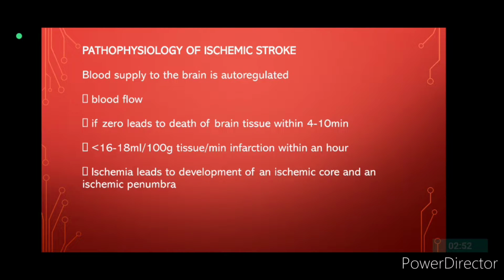Pathophysiology of ischemic stroke. Blood supply to the brain is auto-regulated. Blood flow, if zero, leads to death of brain tissues within 4 to 10 minutes. Less than 16 to 18 ml per 100 gram tissue leads to minimum infarction within an hour.